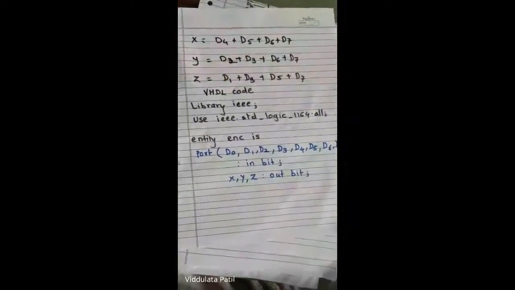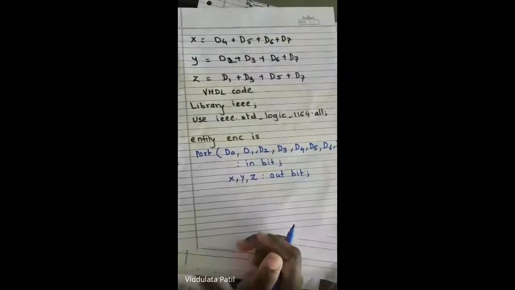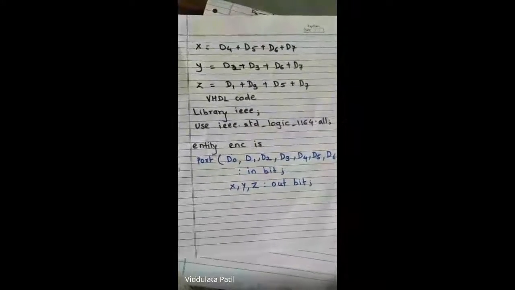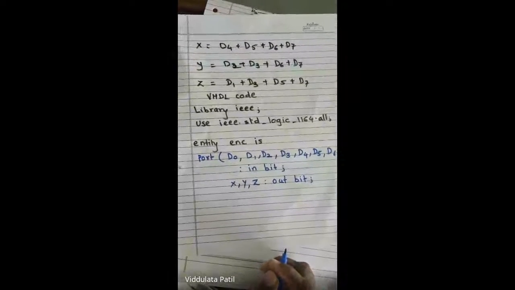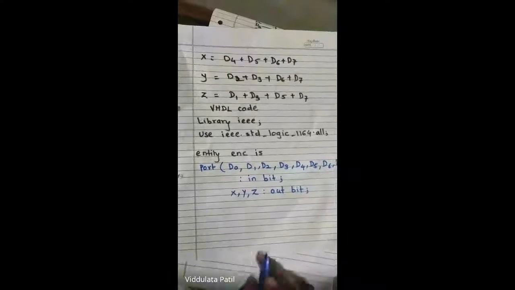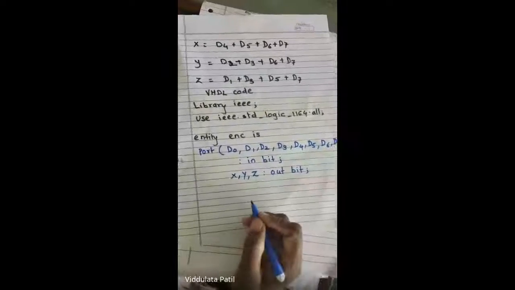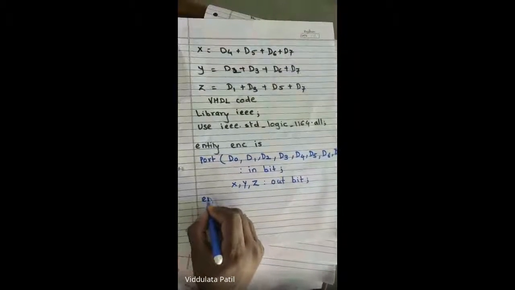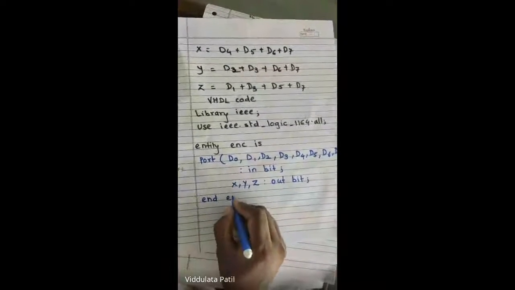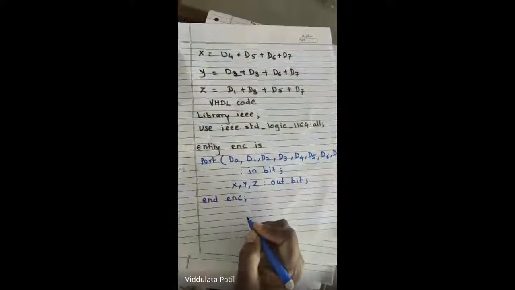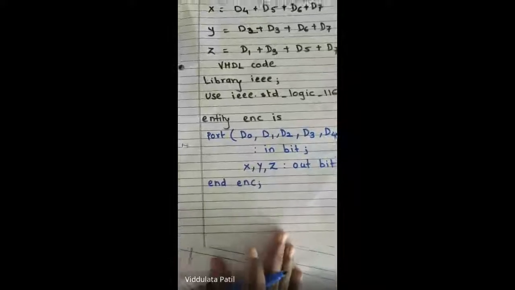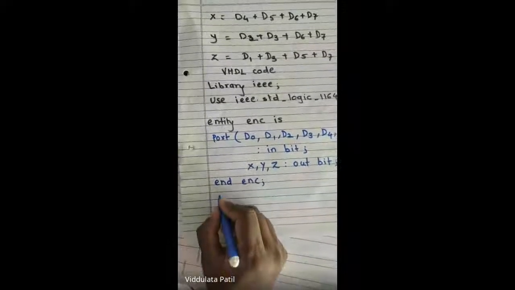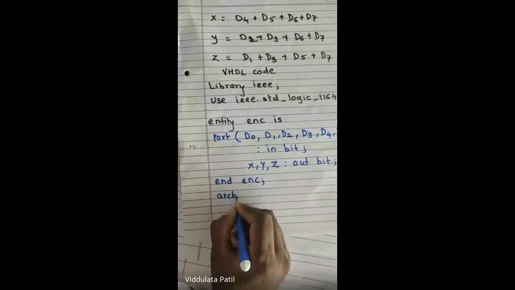Okay, as this VHDL language is a strongly typed language, only if every data type is properly mentioned will you get the output. So you have to mention it properly. Okay, then end of this entity. As the name given is ENC, I have ended this entity. Okay, now after this we need to write the architecture.